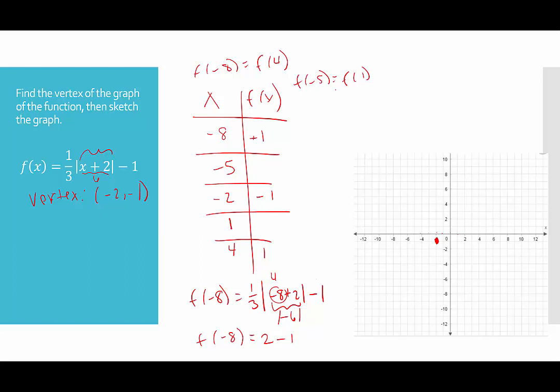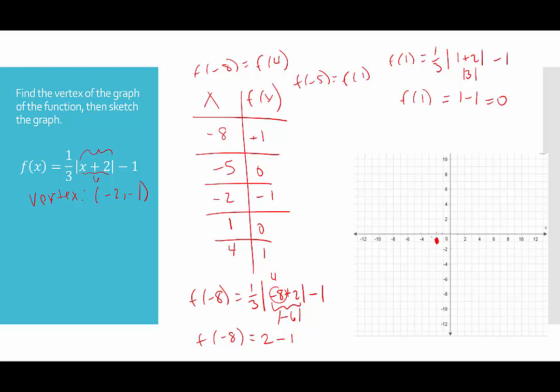Okay, now we have to pick between negative 5 and 1. 1 is smaller and positive, so let's go with that. So f of 1 would be 1/3 times the absolute value of 1 plus 2, minus 1. 1 plus 2 is 3, and the absolute value of 3 is 3. And 1/3 of 3, or 3 divided by 3, is 1. Oh, 1 minus 1 is 0. Oh, we found some intercepts. So we now know the intercepts are negative 5, 0, and 1, 0, thanks to the symmetry.